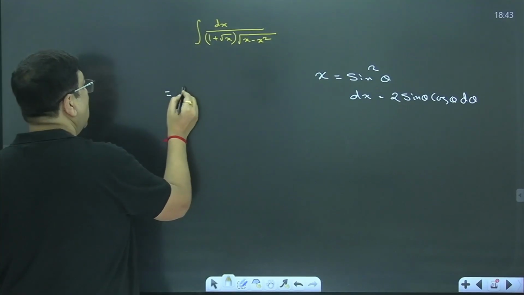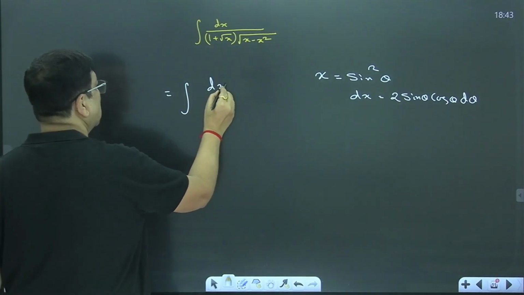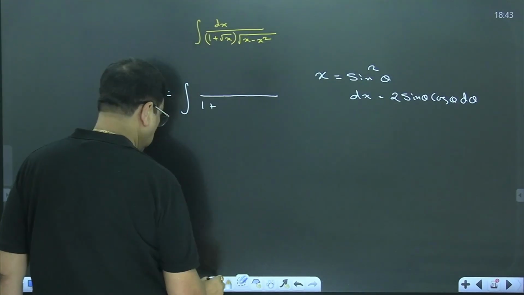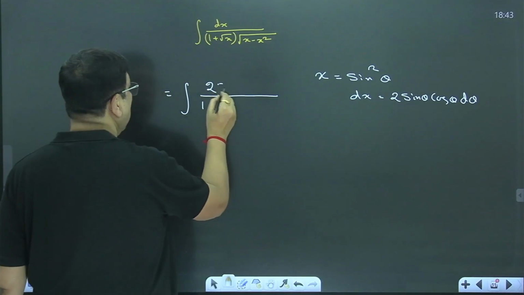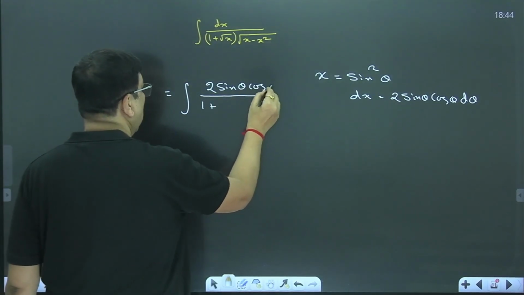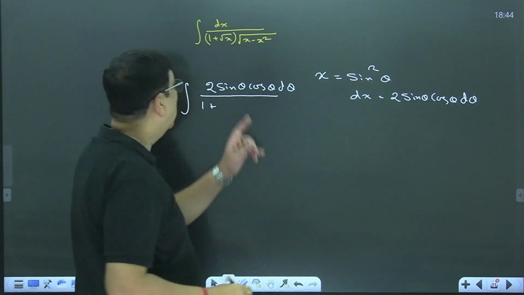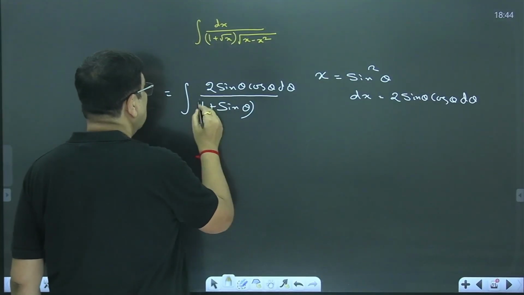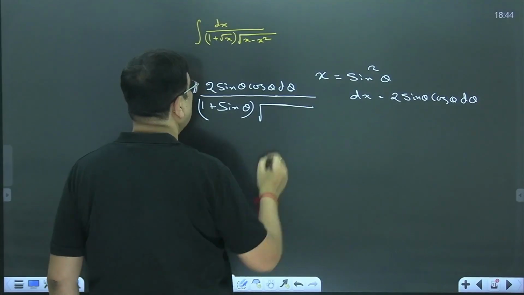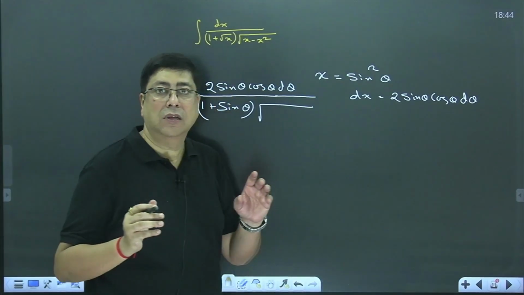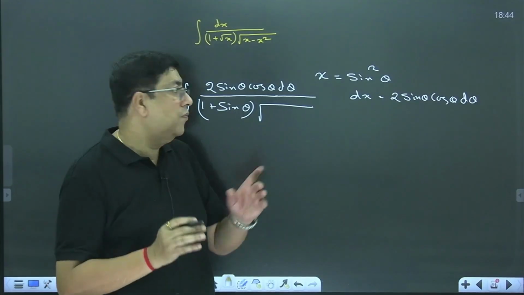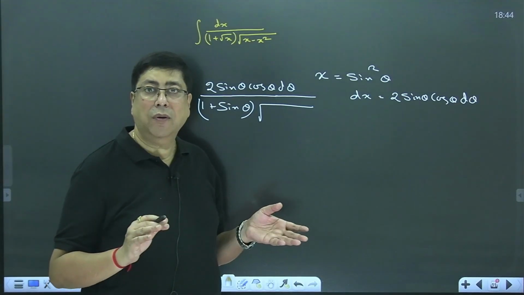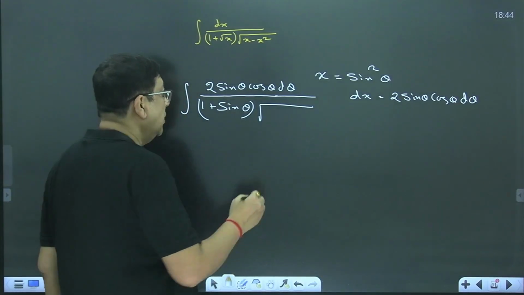If we take this, what we will get? In this case, this will not be dx, actually it will be 2 sine theta cos theta d theta, and this is coming 1 plus sine theta. So 1 plus sine theta, we have to make the substitution very easy. So root over of, here it is coming sine square theta minus sine to the power 4 theta. If I take sine square theta common, what we are getting, everyone, sine square theta cos square theta.